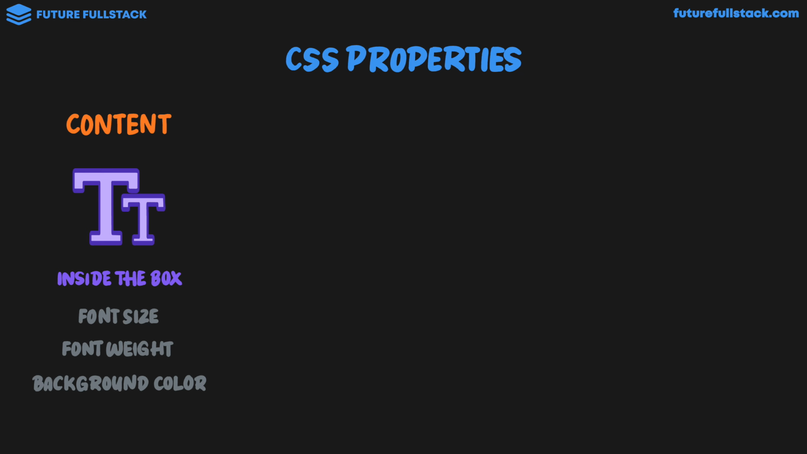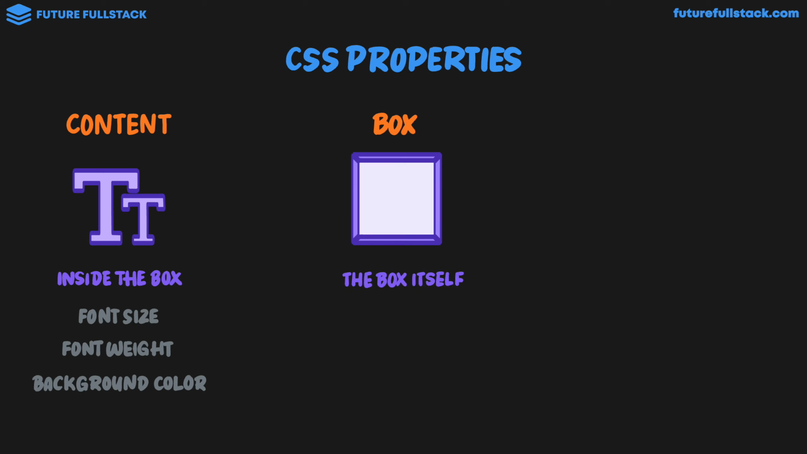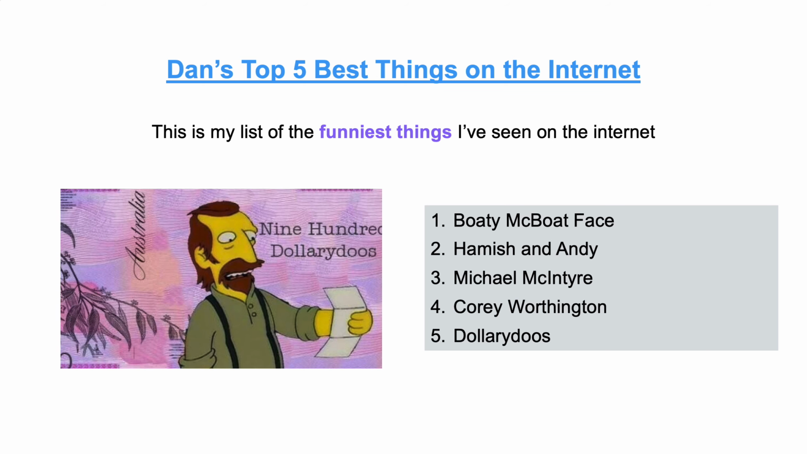So now that we've had a look at the content, next up is the box. These properties are to do with the box itself. By this, we mean CSS allows you to style box properties with things like width and height, border of the box, and margin, which creates space around the box. Let's see these in action inside PowerPoint. Here's where we left off before. Let's add some borders around the image.